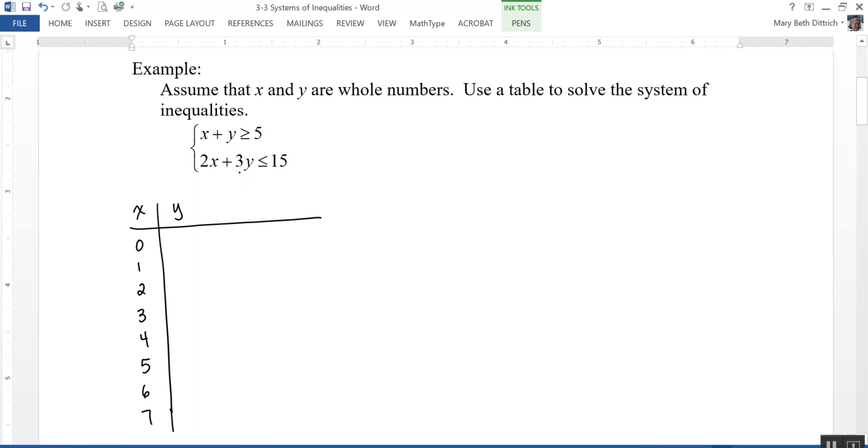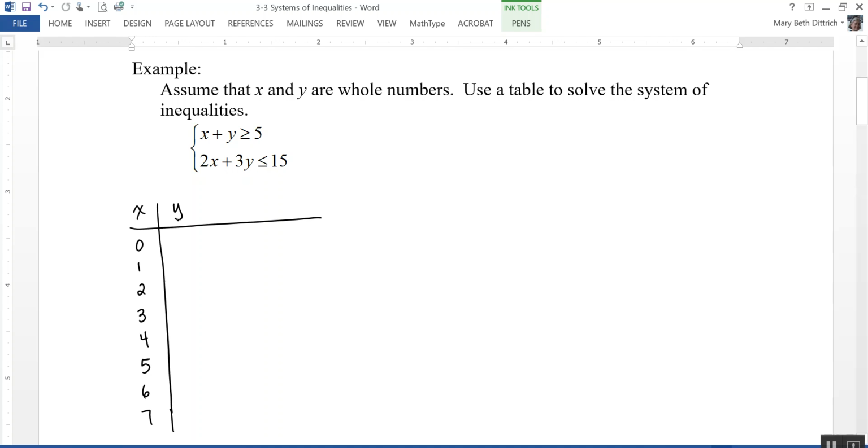So you want to take the more complicated inequality, which would be the second one here. 2x plus 3y is less than or equal to 15. I want to find all of the pairs of x and y that work in just that inequality. Since it says x and y are whole numbers, we're going to start with 0, and in this case it happens to go up to 7. We could go a little higher, but we're just going to stop right there.